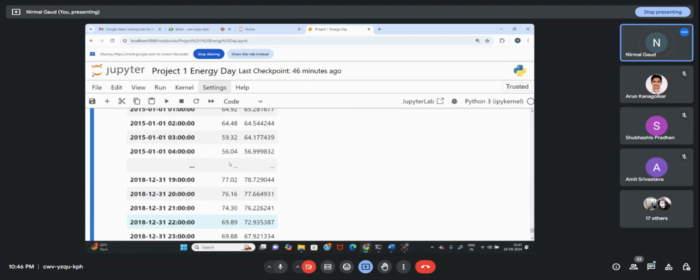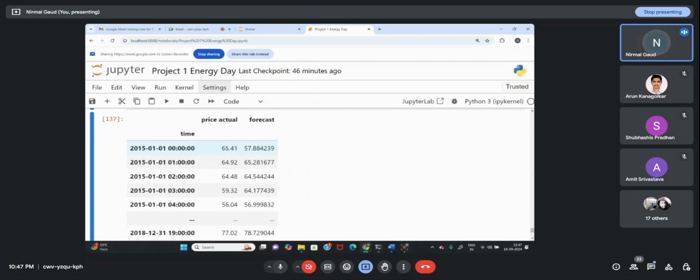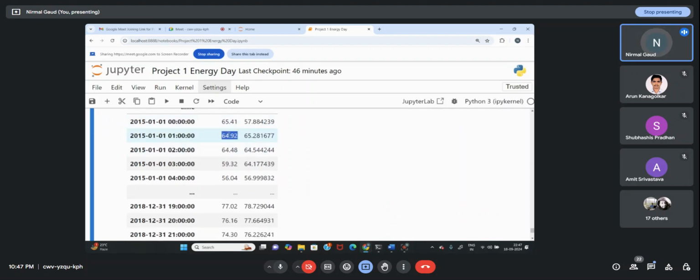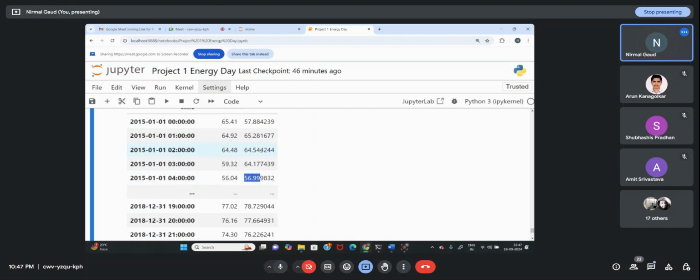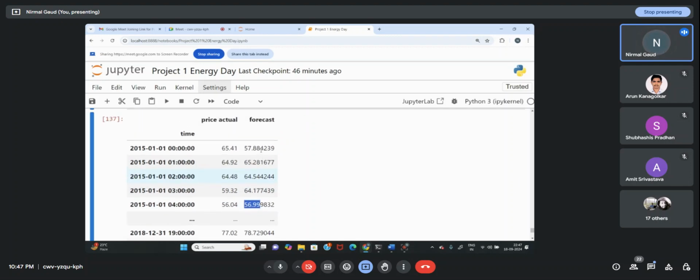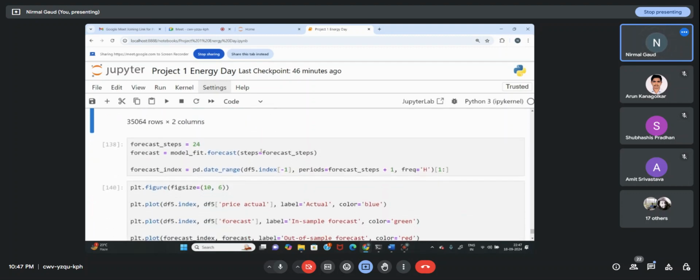For my entire data, I printed the price actual and the forecast both, to compare. This is 65, this is 57. Okay, there is error. 64, 65, 64, 64, 59, 64, 56, 50. So there might be some mapping error. हो सकता है वो forecasting में, हो सकता है कोई issue.